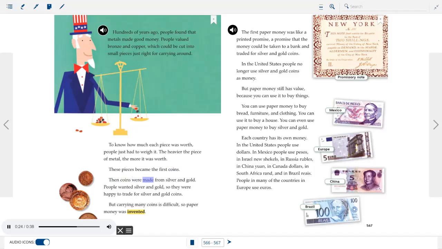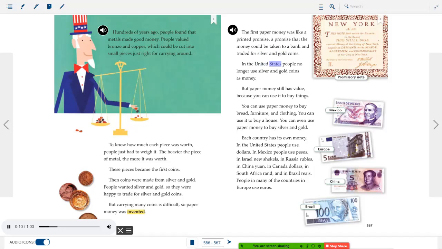Then coins were made from silver and gold. People wanted silver and gold, so they were happy to trade for silver and gold coins. But carrying many coins is difficult, so paper money was invented. The first paper money was like a printed promise, a promise that the money could be taken to a bank and traded for silver and gold coins.